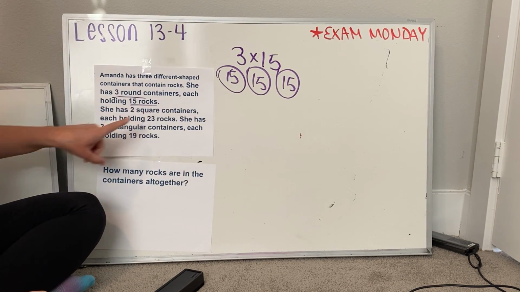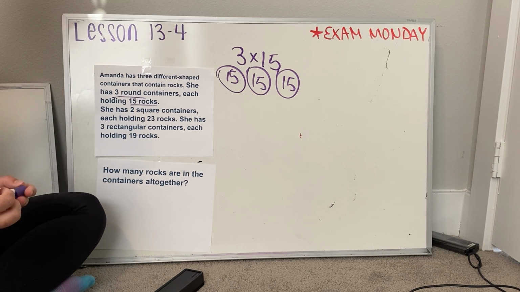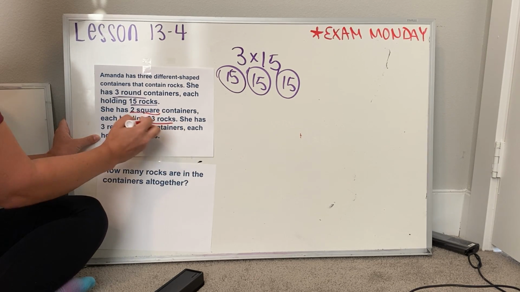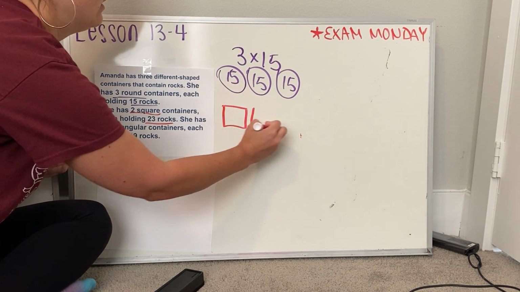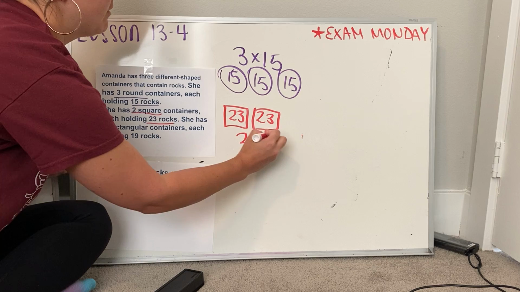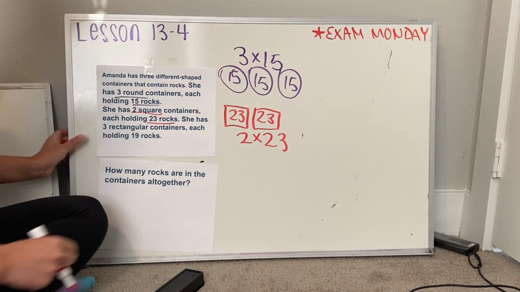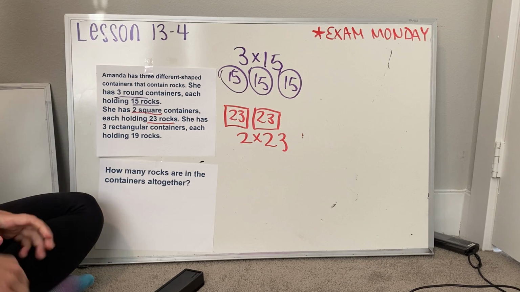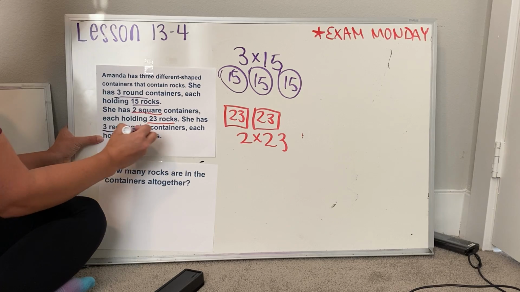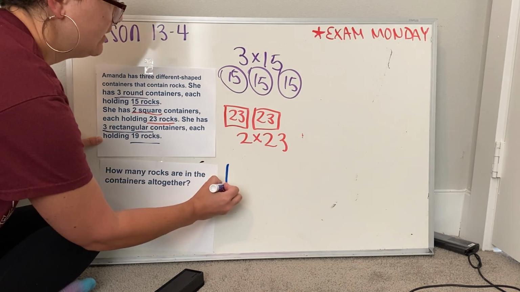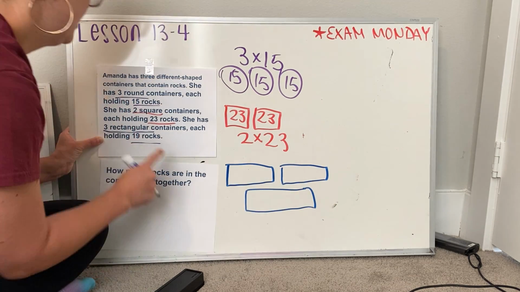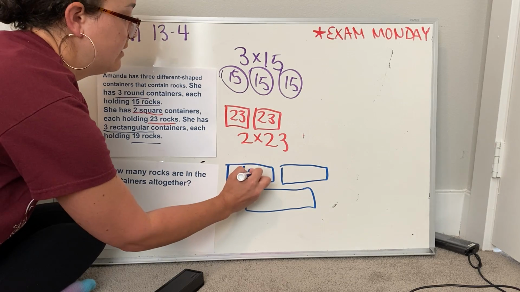She has 2 square containers, each holding 23 rocks. So 2 square, each holding 23. So 2 times 23 is what that's representing. And she has 3 rectangular containers. Let's see if blue will work. 3 rectangular containers, each holding 19 rocks. So here are my rectangular containers, each holding 19 rocks.